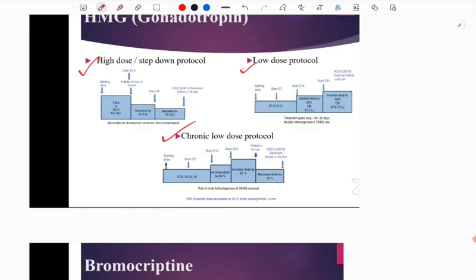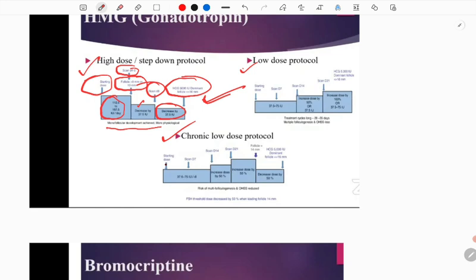What is step down? The starting dose, you have to give a high dose. Suppose you are giving 112.5 to 187.5 monofollicular FSH. Then you scan on day 4 to day 5, follicle size more than 9 to 10 mm. Then you have to decrease by 37.5 and scan on day 8. Again you scan every day, decreasing by 37.5 each time. Then when the follicle size is more than 16 mm, you give hCG 5000 to trigger the dominant follicle.